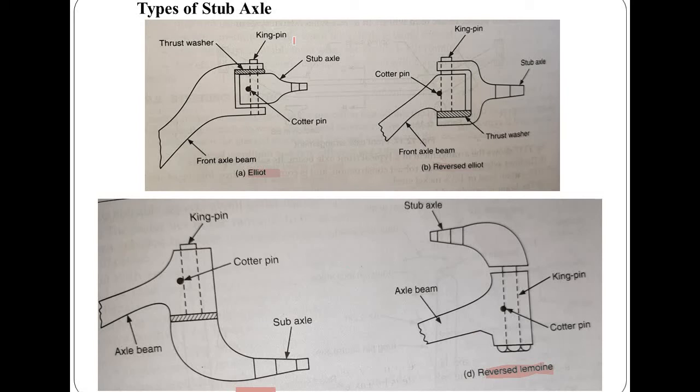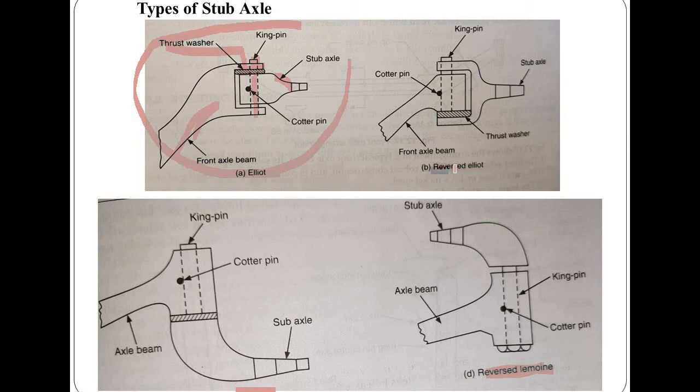Elliott type, if we talk about it, let's discuss the various components. This is the thrust washer, and over it this is the kingpin, this is the quarter joint, and this is the stub axle. So here this is the front axle beam. In this case, Elliott type, the steering knuckle is inserted between the forked ends of the axle.